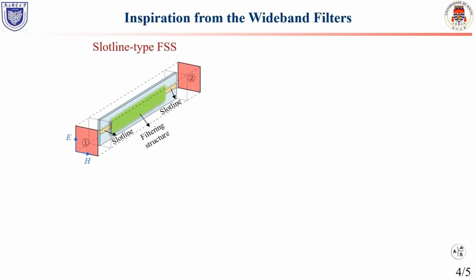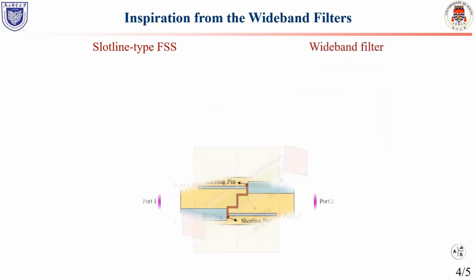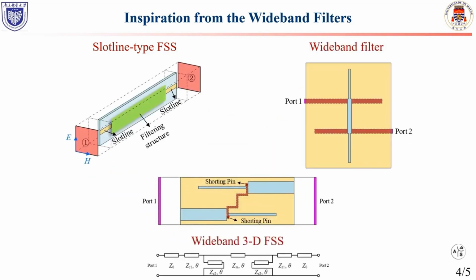Now, we can realize the filtering response via the mode conversion in the slot lines. In other words, the filtering structure can be achieved just as with planar circuits. Inspired by the typical wideband planar filter as this, a wideband transmission line type 3D FSS is proposed as well as its equivalent circuit model, which is composed of slot lines and microstrip lines. According to the synthesis method of wideband filters, the proposed 3D FSS can also be synthesized systematically.